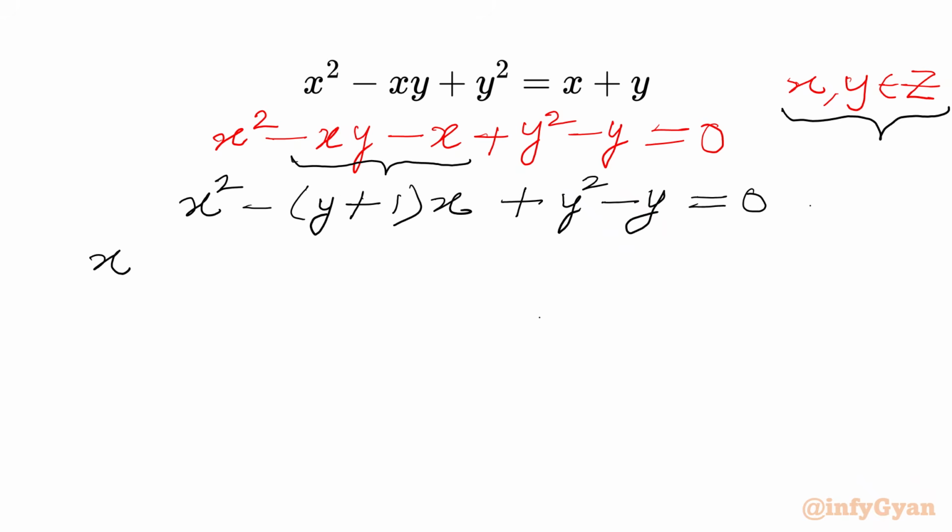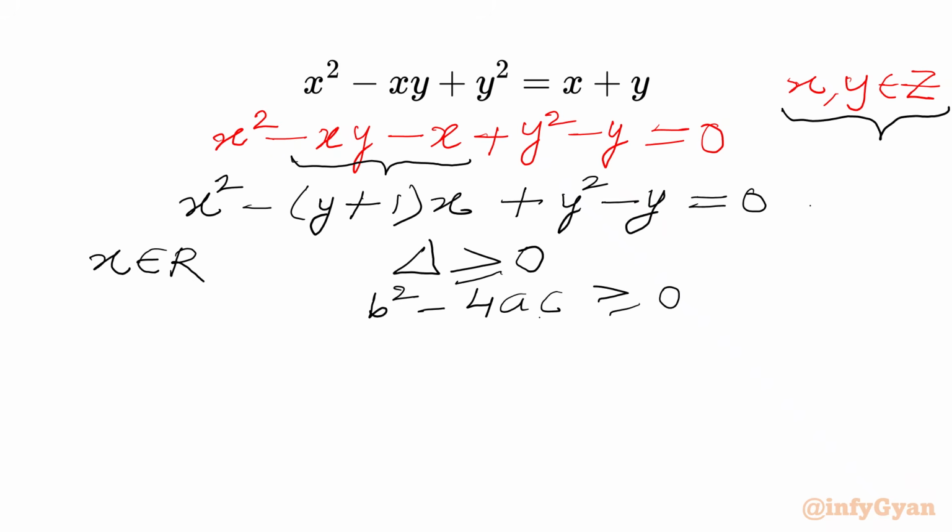So we'll apply the condition for x belongs to real number. Our discriminant should be non-negative for x to be real or x to be integer. So we'll find the discriminant first. b square minus 4ac should be greater than or equal to 0. As per our equation, a is the coefficient of x square, 1. b is the coefficient of x, it is minus y minus 1, and c is y square minus y.